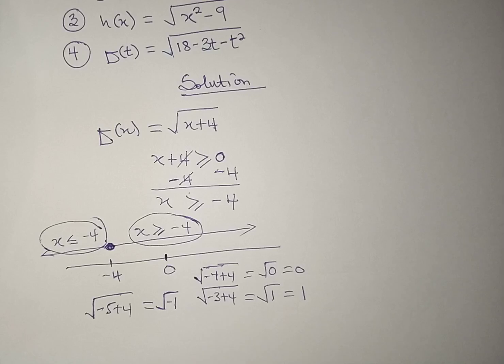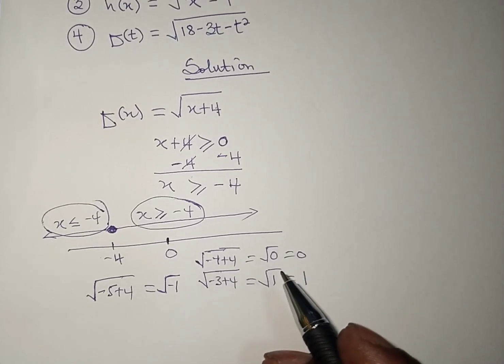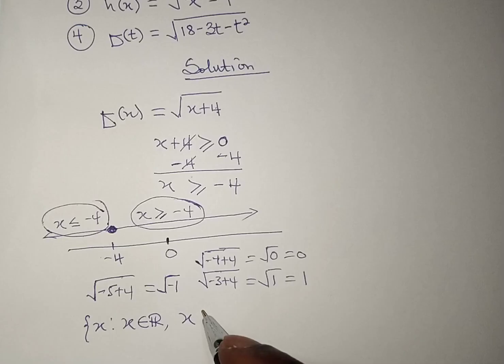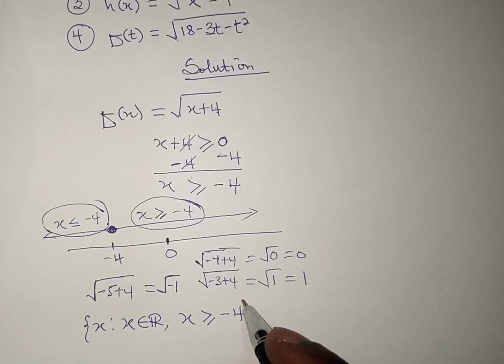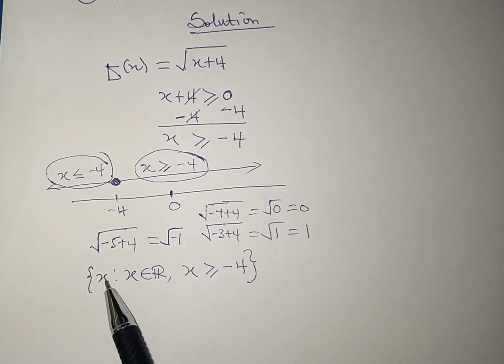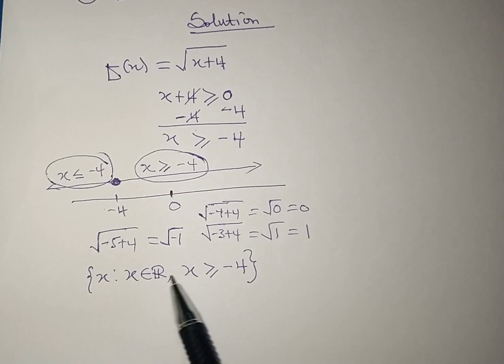my domain. Therefore, this is how I'll write my domain. I will say x is such that x belongs to all set of real numbers, x is greater or equal to -4. So that's my domain. Now let me write the interval notation. Most of the time at the university level, we consider the interval notation more than this one. At the SS level, most of the time we consider this rather.